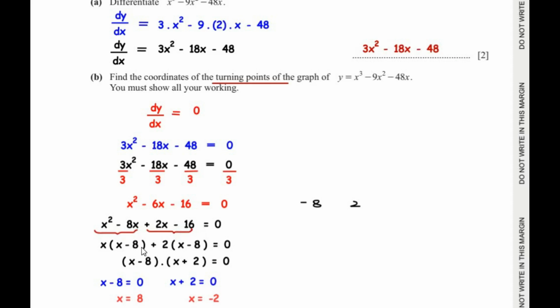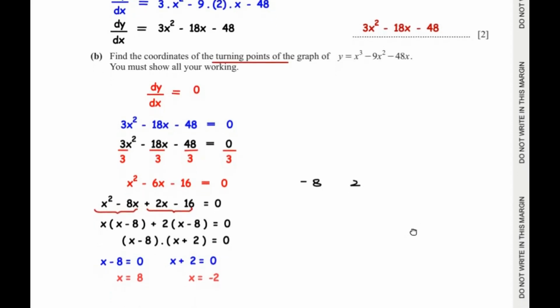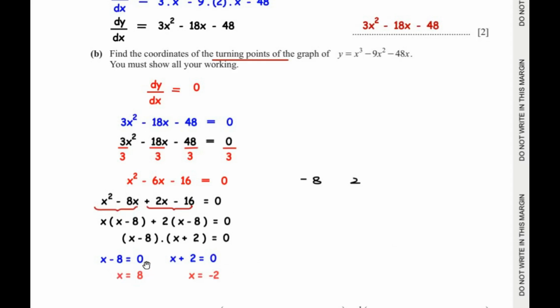Now x minus 8 is a common factor, so we have taken it out and we get the second factor, that is x plus 2. So we have x minus 8 times x plus 2 equal to 0. Now we are going to equate each factor equal to 0 independently, that is x minus 8 equal to 0, and taking minus 8 on the other side of equal to sign we get the x value as 8. Similarly for x plus 2 equal to 0, we are going to take the plus 2 on the other side of equal to sign, so we get x equal to minus 2.